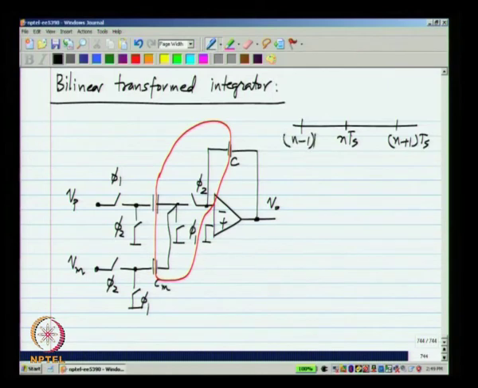These are the sampling instants. Something is changing over there, and this is phi 1, this is phi 2, and that is phi 1 again. Okay. If you look at this phi 1, what happens is this capacitor Cp is charged to Vp and the Cm is completely discharged. The C has whatever value it has during this cycle.